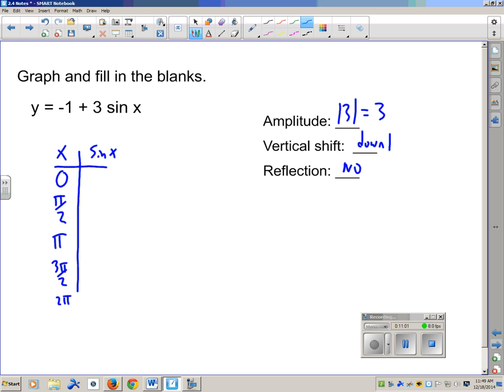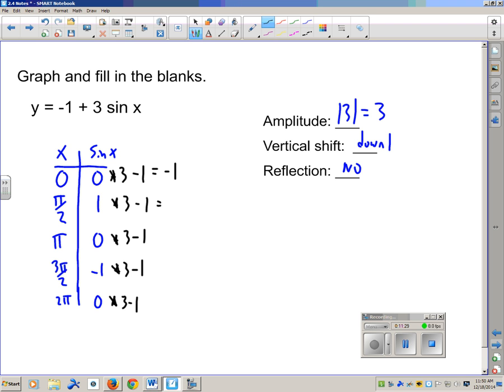So at sine, there's our y values. So our y value there is 0, 1, 0, -1, 0. And so here, if you want to do your math out on this, you could multiply by 3 and then subtract 1. Multiply by 3, subtract 1, and so on for each value. So what does that give us? -1, 2, -1, -4, and -1. So let's graph it.